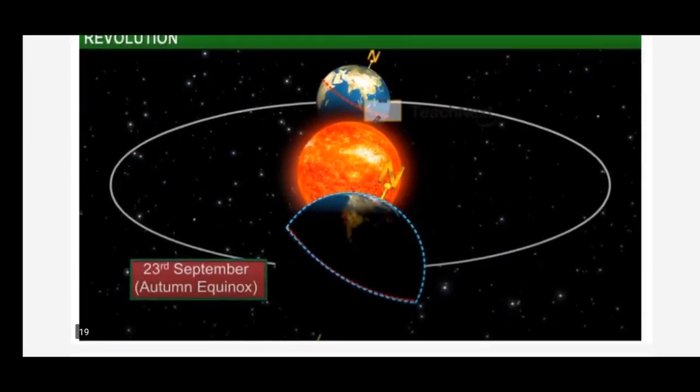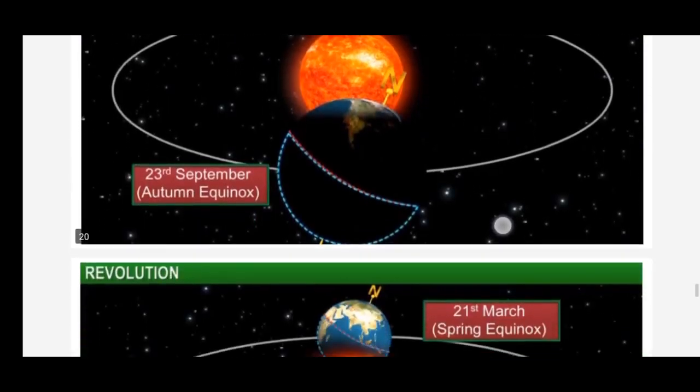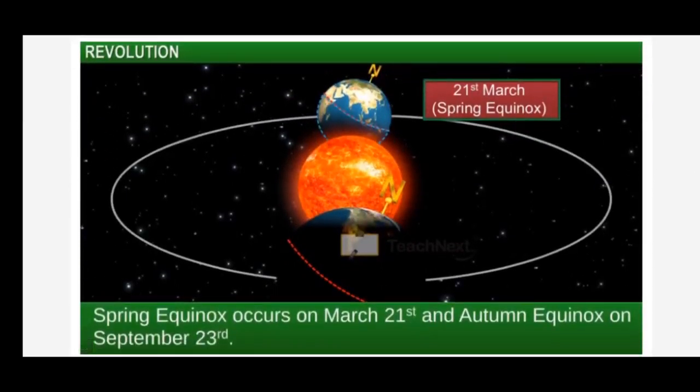On these days, the day and the night are of equal duration on earth, children. It means 12 hours day and 12 hours night. So on 23rd September, it is autumn season in the northern hemisphere and spring season in the southern hemisphere. When it is autumn in the northern hemisphere, spring will be in the southern hemisphere. On March 21st, the northern hemisphere faces spring season and the southern hemisphere faces autumn season.